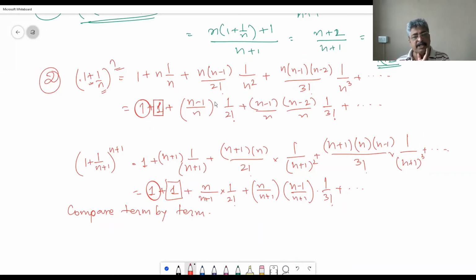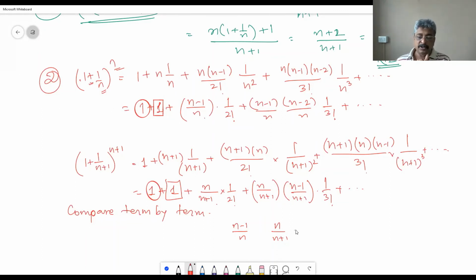Now let us compare these two terms. The multiplier is the same, 1/2!. Is this bigger or is this bigger? So we have to compare (n-1)/n and n/(n+1). Can we compare these two and find out who is bigger, who is smaller?